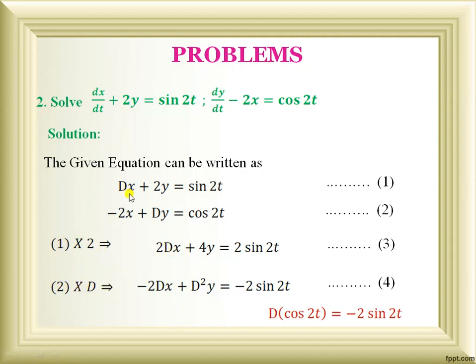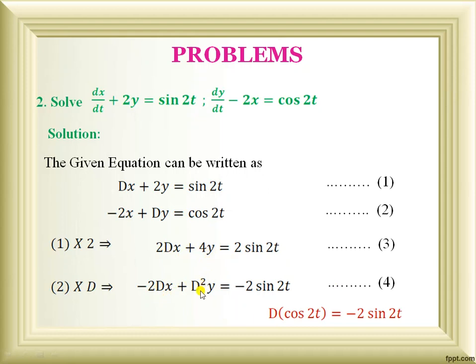That will give 2 times of dx plus 4y is equal to 2 into sin 2t. And in the second equation, minus 2 dx plus d square y is equal to the differentiation of cos 2t, minus 2 times sin 2t. So therefore, I'm going to add these two equations, keep these as equation number 3 and 4. After adding these two, 2 dx and minus 2 dx get cancelled.